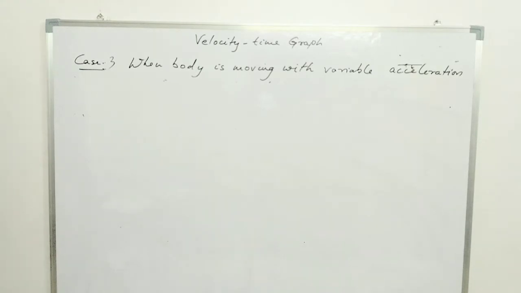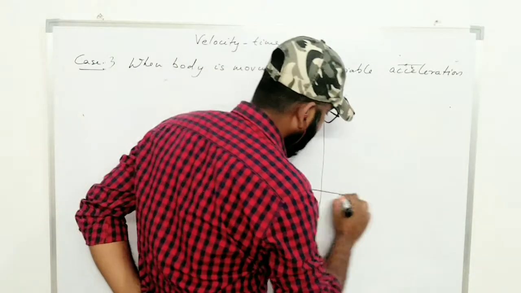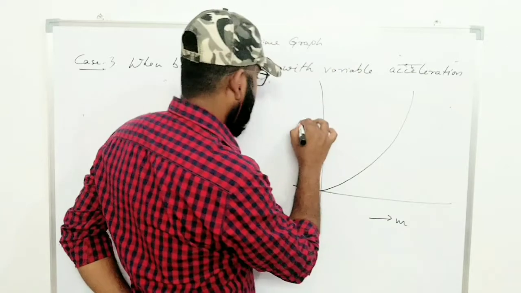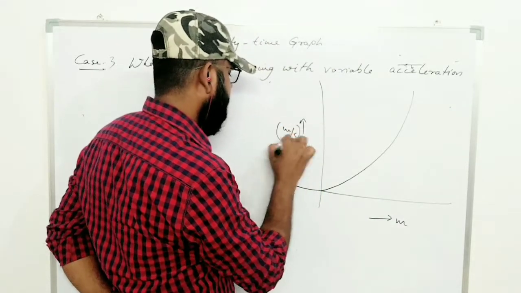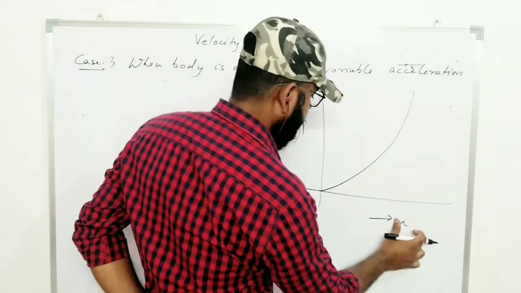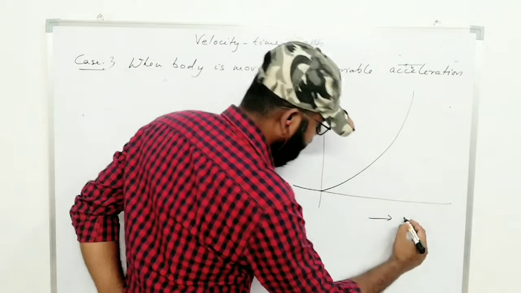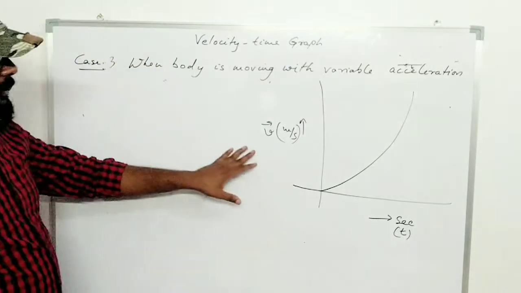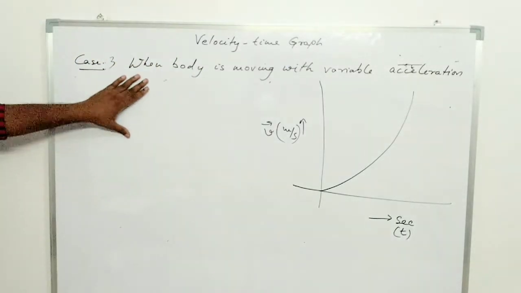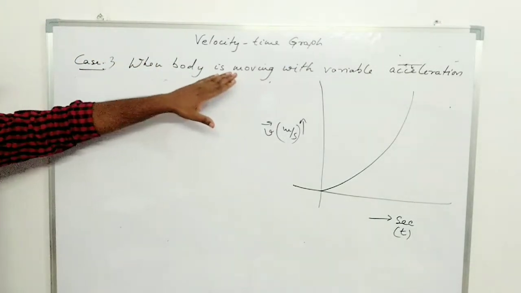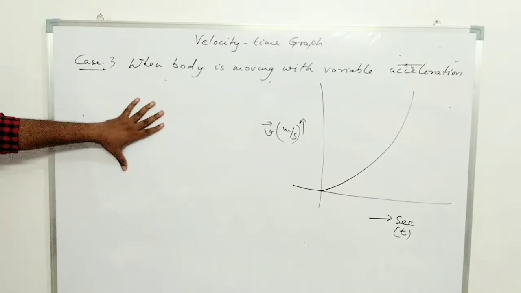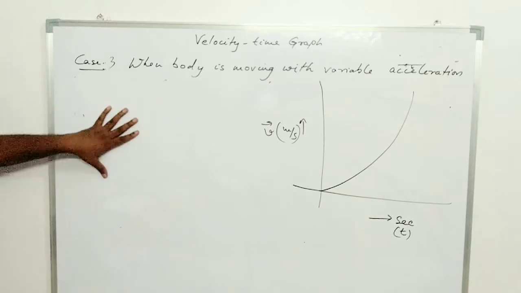The velocity time graph in this case is not a straight line, it's a curve. ठीक है, ये कैसा बनेगा? कर्व बनेगा ऐसे. ठीक है, ये मीटर पर सेकेंड है. ठीक है, वेलोसिटी and this is, sorry, not meter, sorry, this is second. Okay, time. Now in this case when the body is moving with variable acceleration, the graph is not a straight line, it is a curve.